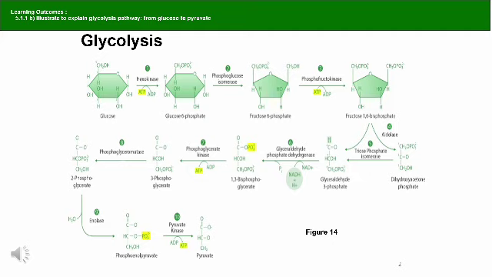ATP is generated in glycolysis by substrate-level phosphorylation, in which an enzyme transfers a phosphate group from a substrate to ADP, forming ATP. Phosphorylation: addition of a phosphate group to an organic molecule.